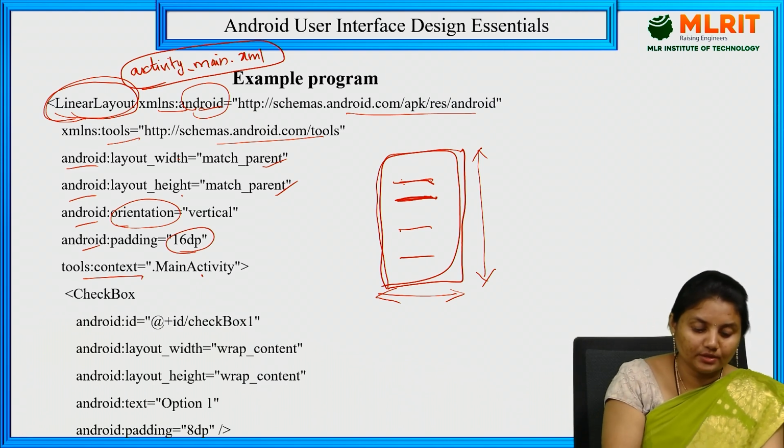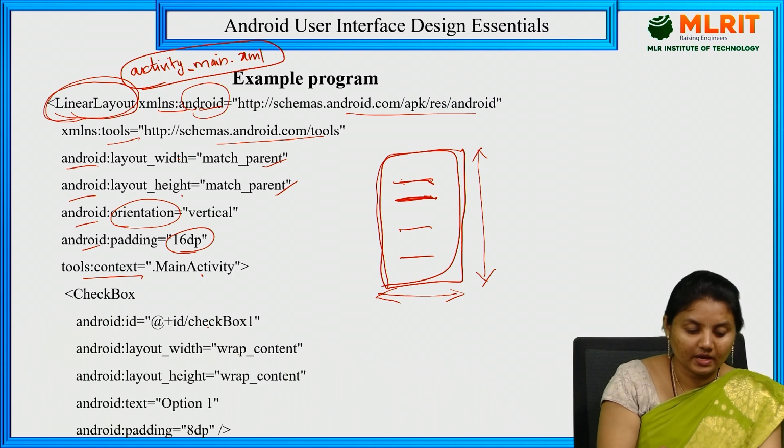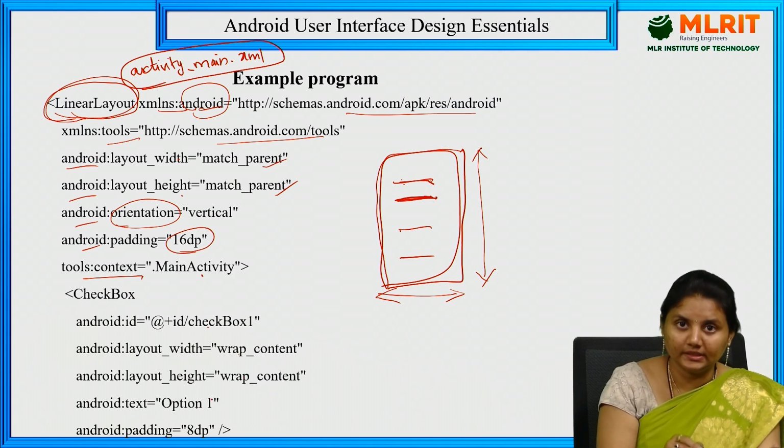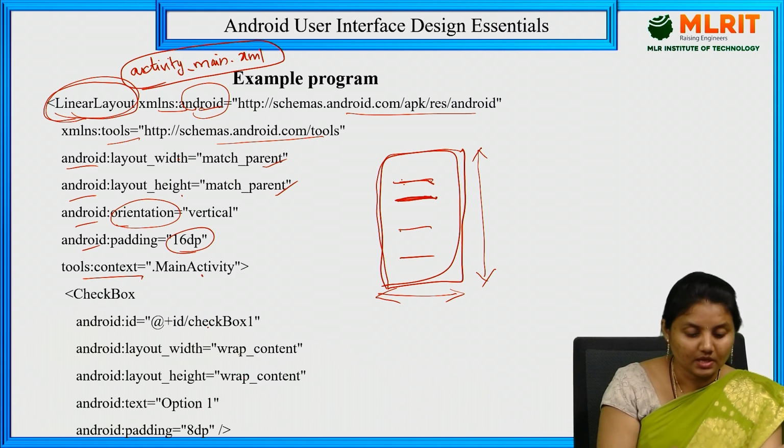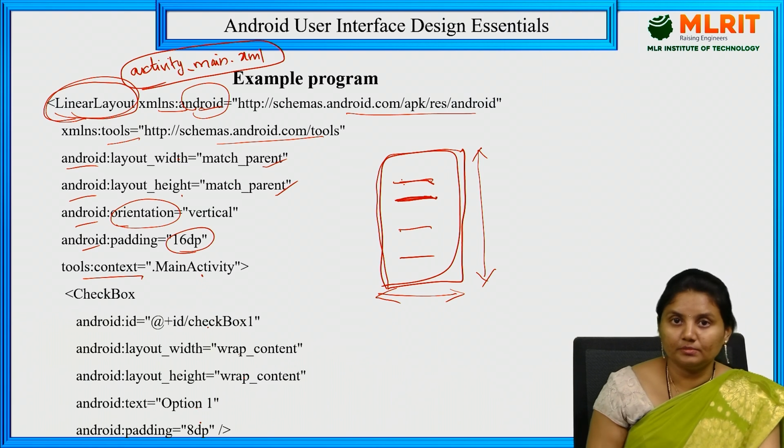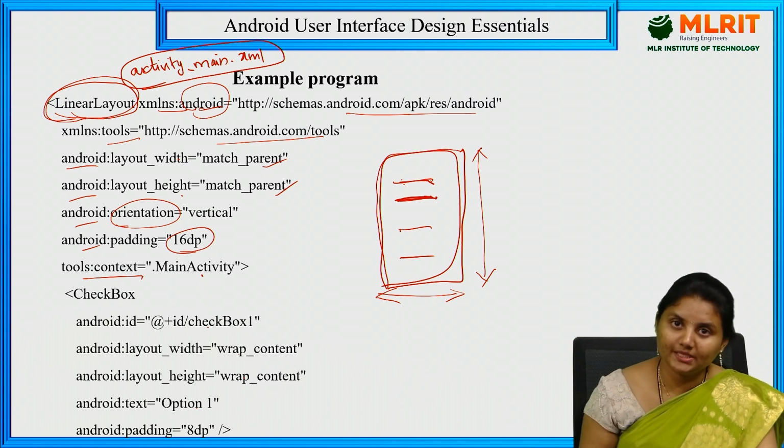Now checkbox. As I told you, we have to give the ID, width, height, and the text to be displayed for your checkbox. And there are other alternative options that you can include along with all these default parameters.